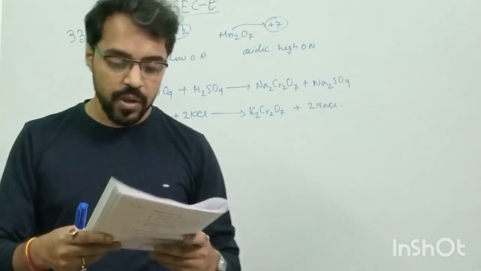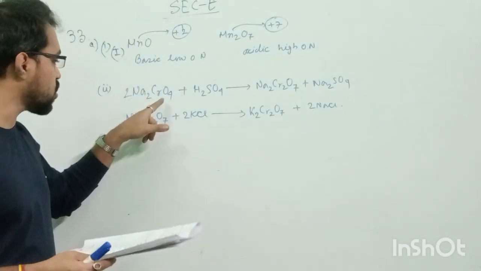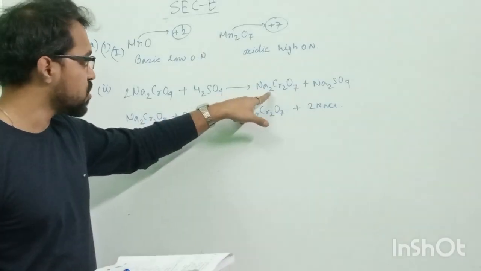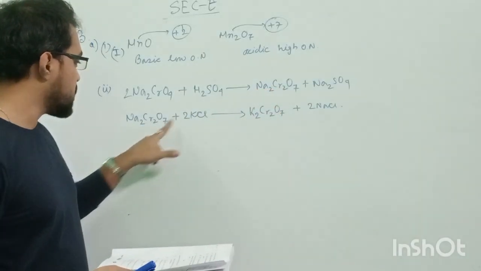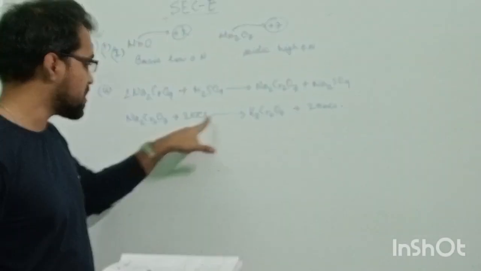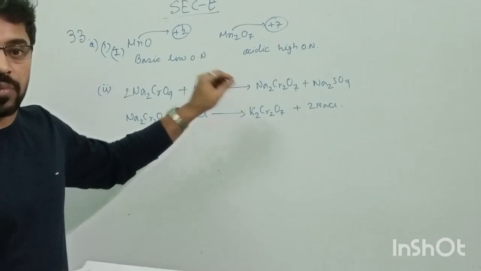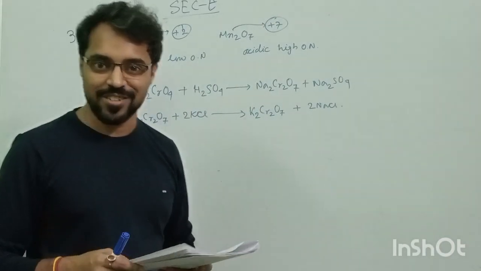How do you prepare potassium dichromate from sodium chromate? Sodium chromate on acidification gives sodium dichromate, and there is an exchange reaction with KCl to form potassium dichromate, a bright orange colored solid.